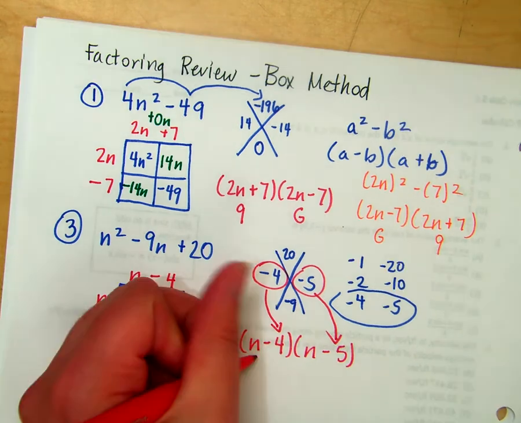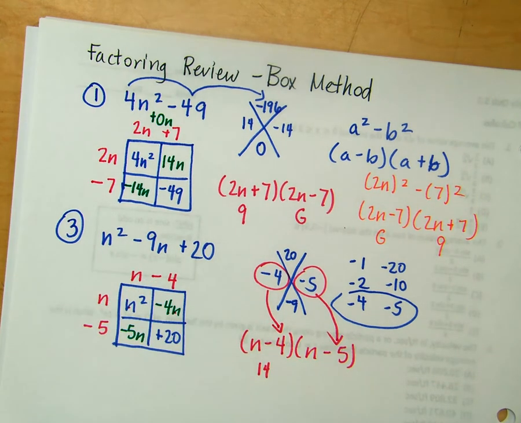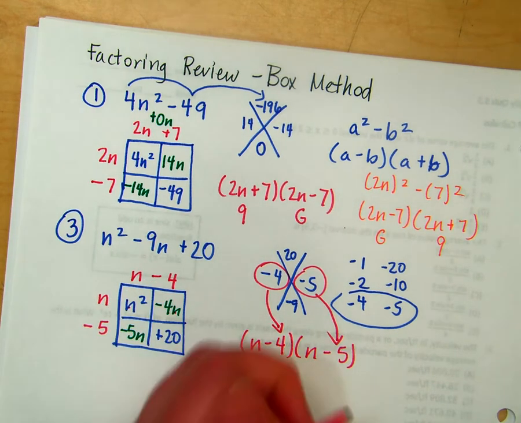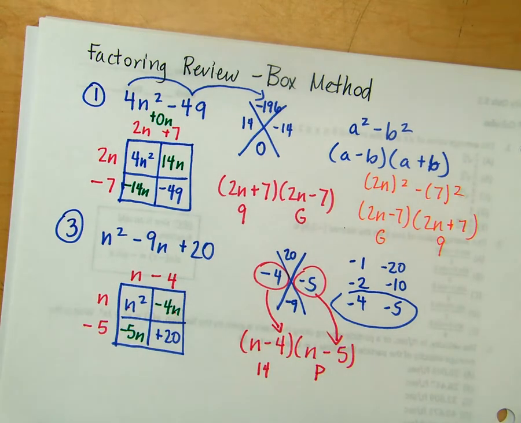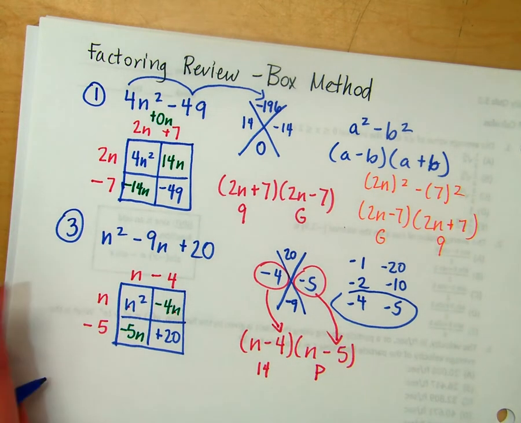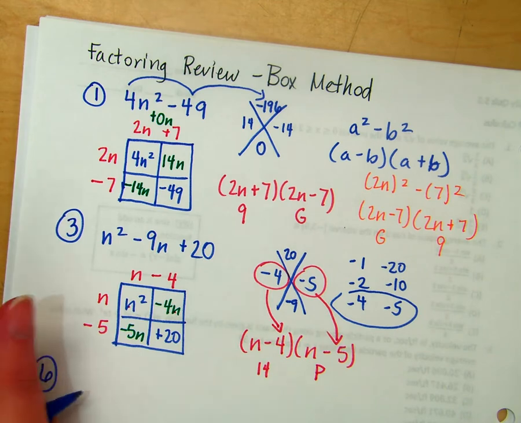N minus 4 is 14, and n minus 5 is P. So in box 14, I would write P. All right, the next one I'm going to do with you is number 6.